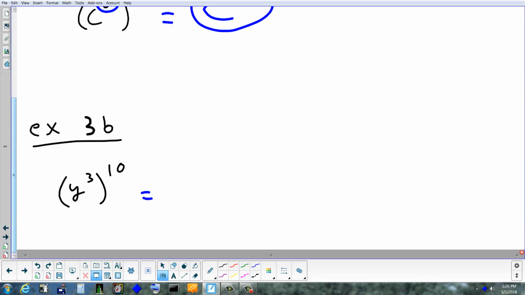Okay, so Xander, what would you get for this one? Y to the 30th. Okay, very easy, but you got to remember, should I add 3 and 10 and write 13, or should I multiply? Add would look like this.